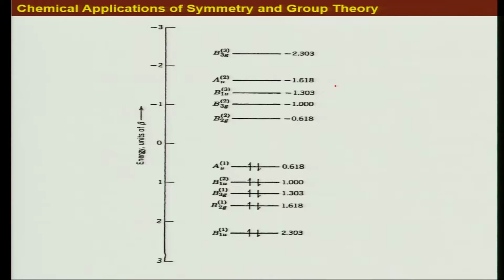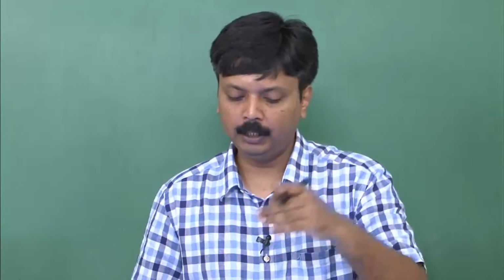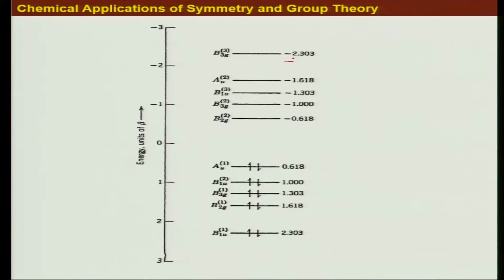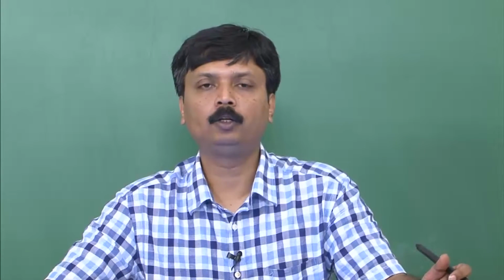from lower to higher. So energy 0 is here, in the unit of beta, of course. As you go lower, you have this as negative, because beta itself is negative. Whenever there is an interaction, you get the energy as negative. When you fill up the molecular orbitals that you form, you follow the Hund rule and the exclusion principle, and you should be able to fill all the electrons into the orbitals.